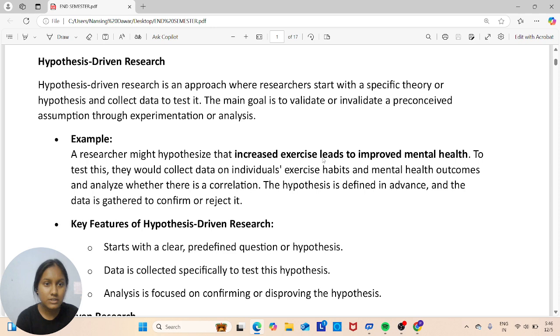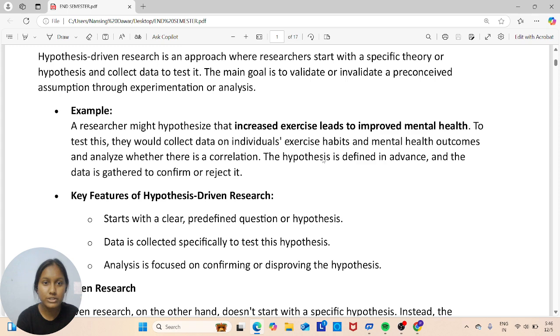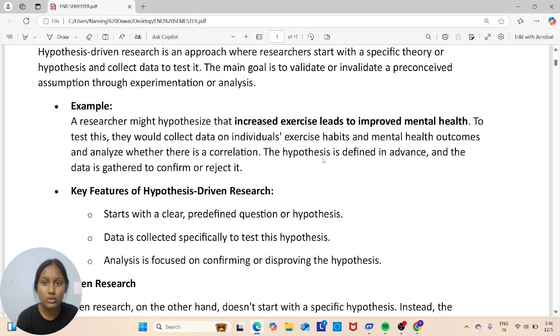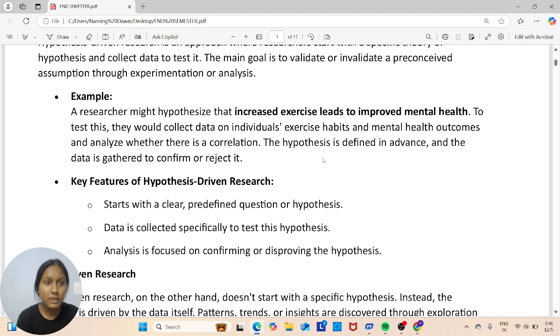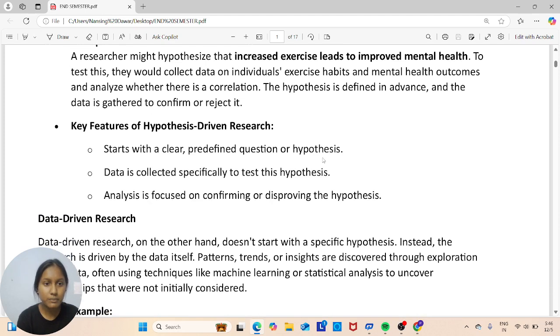So, what is hypothesis-driven research? Hypothesis-driven research is an approach where researchers start with a specific theory or hypothesis and collect data to test it. The main goal is to validate or invalidate a preconceived assumption through experiment or analysis. So, here we can see the example. A researcher might hypothesize that increased exercise leads to improved mental health. To test this, they would collect data on individual exercise habits and mental health outcomes and analyze whether there is a correlation. The hypothesis is defined in advance and the data is gathered to confirm or reject it.